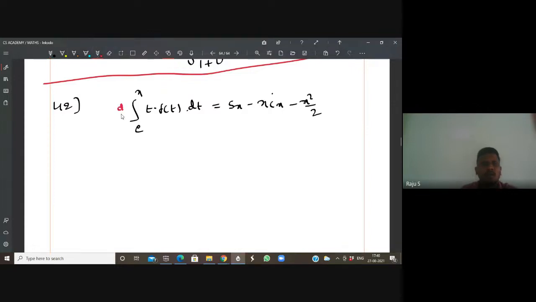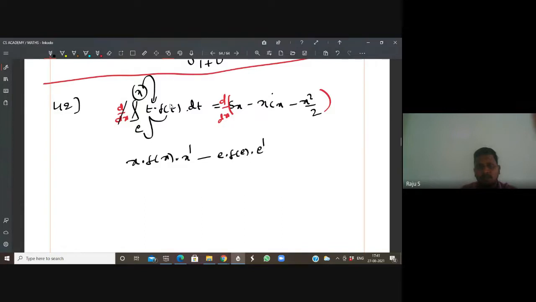Now I want to differentiate with respect to x, d by dx of this value. When I differentiate here, replace t by the upper limit, replace t by the lower limit. So x, f of x, into the upper limit derivative, minus e, f of e into e dash. I apply Leibniz rule on the LHS. Right side, derivative of sin x is cos x. Here, UV rule. This is u, this is v. Bracket x into minus sin x plus cos x.